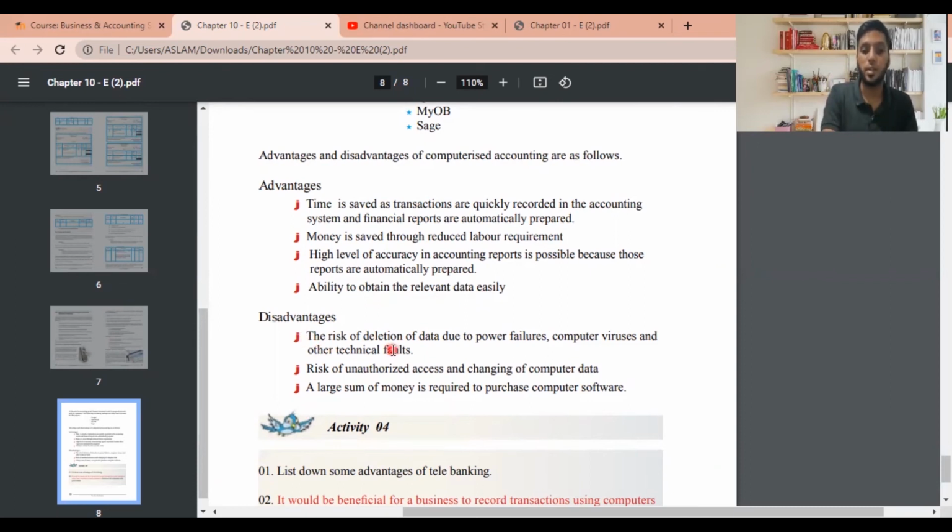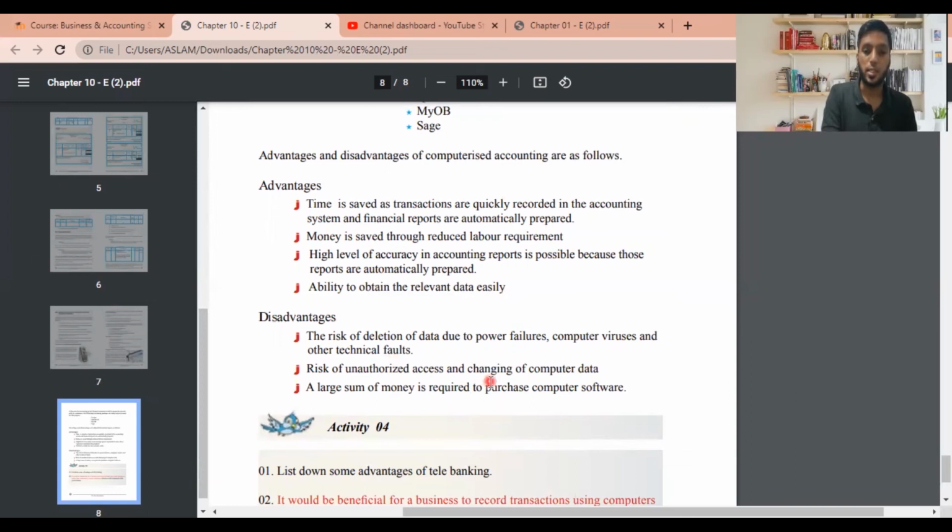Disadvantages: the risk of deletion of data due to power failures. When you're recording, if you don't save, you will lose the entire data in the system. Computer viruses and other technical faults. So you need to be very concerned about the computer viruses. Due to computer viruses, you might lose the data. But today people are using things like Google Drive to save the data, so they might not lose the information which is in Google Drive.